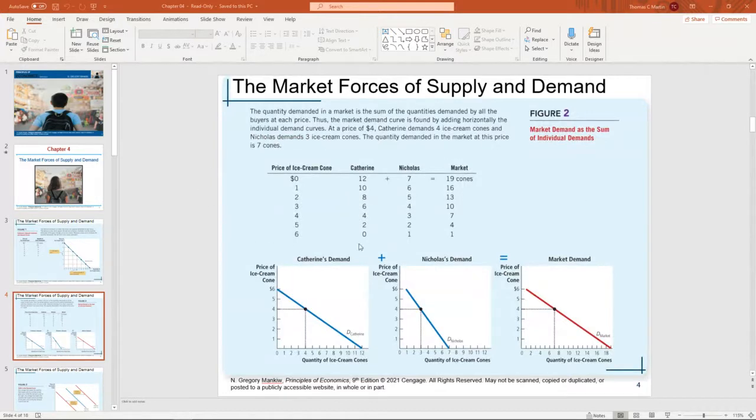Now, what they want to do here, they're going to show us the market demand, because Catherine is not the only consumer of ice cream. However, not everyone likes ice cream as much as Catherine, or may like it more. Here we see Catherine's demand is fairly straightforward. It's a downward slope of -2.